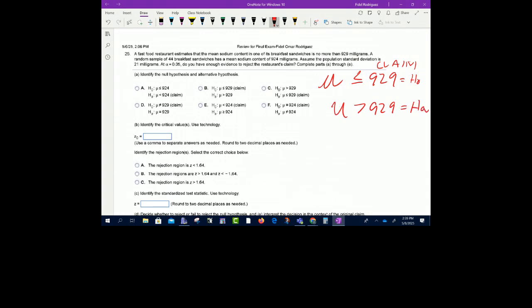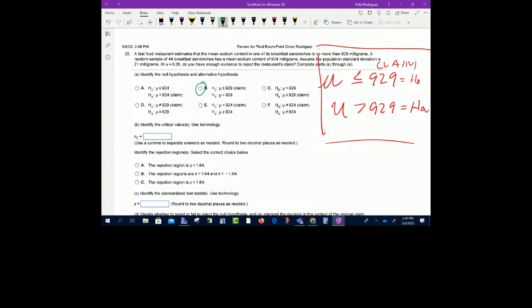Okay. So now let's take a look. Let's see if we can figure out which of the choices A through F matches what I wrote right there. Would you guys say B? Does it look like B is what we wrote right here? The H0 is mu is smaller than or equal to 929, and the Ha is it's bigger. So that looks like that's what we wrote right there, right?